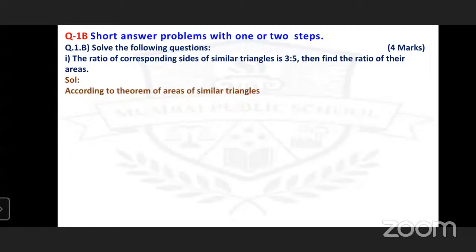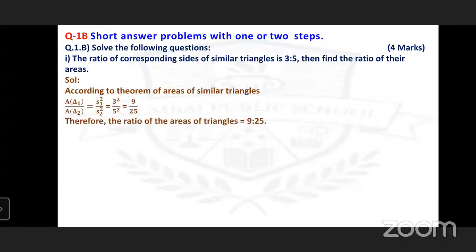Here we apply the theorem of area of similar triangles, that is, the ratio of areas of two similar triangles is always equal to the square of the ratio of their corresponding sides. So side S1 square upon side S2 square. Their ratio is 3:5. So 3 square upon 5 square. Square of 3 is 9 and 5 square is 25. So very simple, two-step solution. Therefore, we write the ratio of areas of triangles is equal to 9:25.